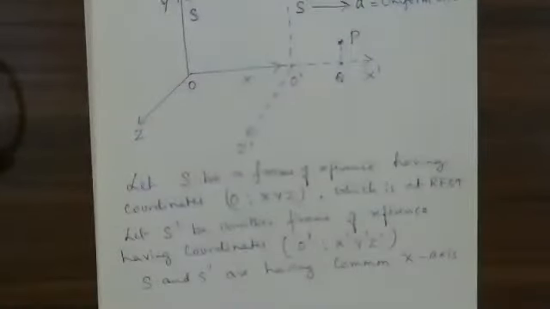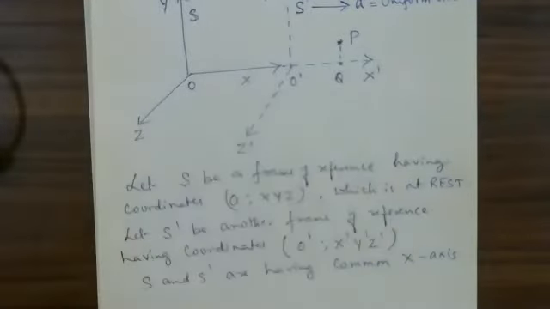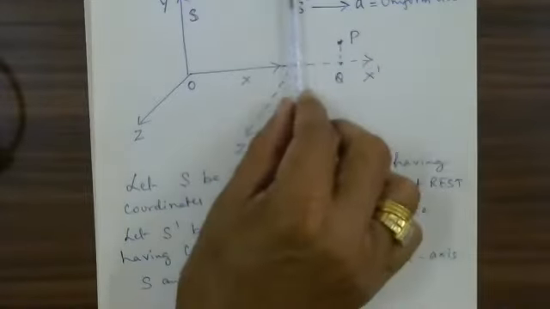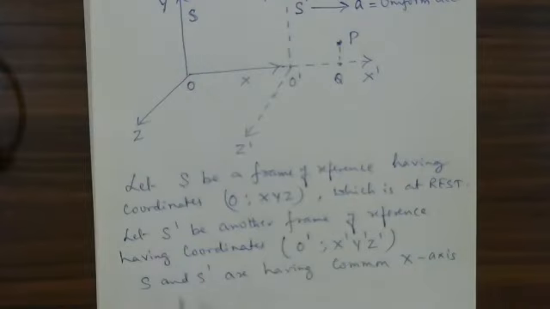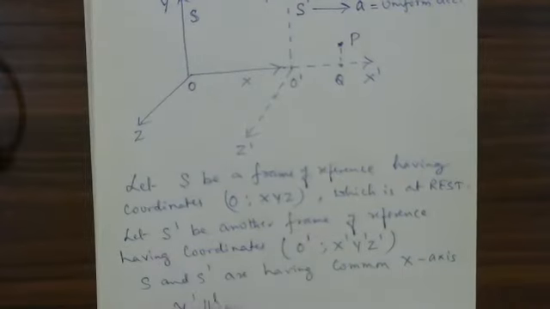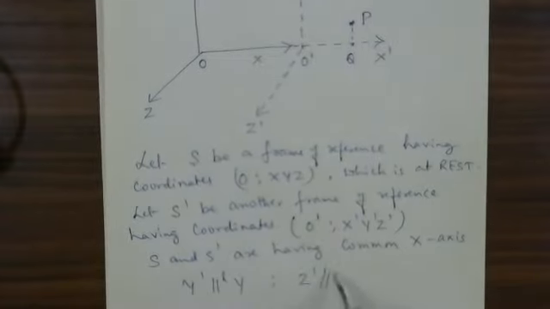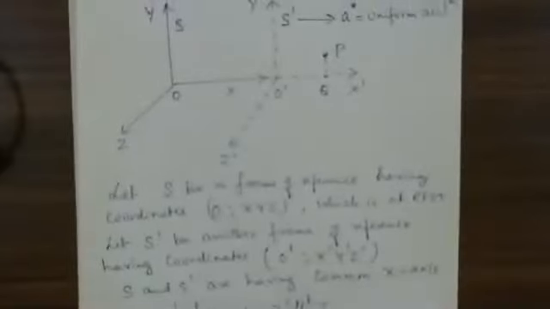Okay. And of course, Y dash axis is parallel to Y, Z dash axis is parallel to Z. So here, common X axis, Y dash parallel to Y, Z dash parallel to Z. Okay, within this, any doubt is there, you can ask.